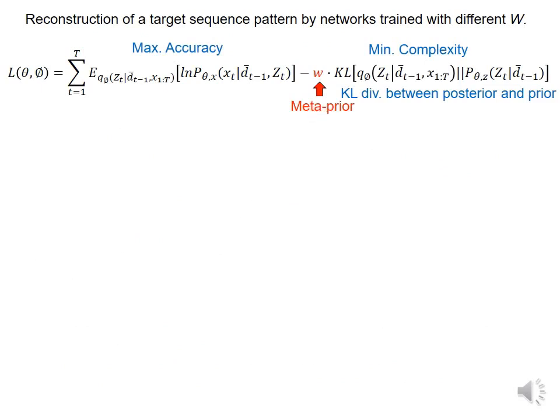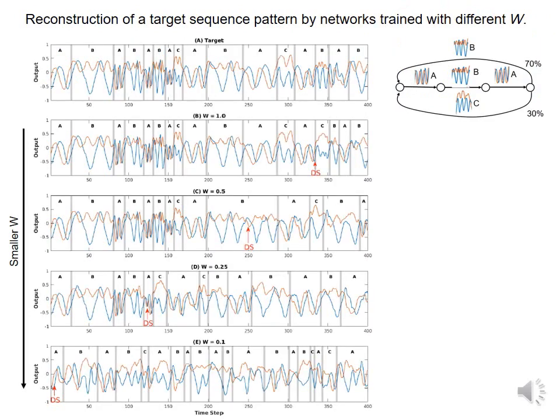Now we look at the reconstruction of a specific target sequence pattern used for the training, how it is reconstructed by each network trained with a different W. This is the target used for training, and this is the reconstructed one with a different W. In the case of W being 1.0, very large, we see that it is almost the same. Really nice reconstruction, very good reconstruction.